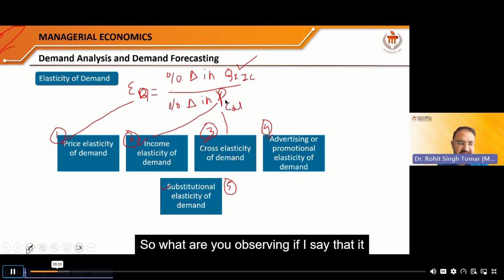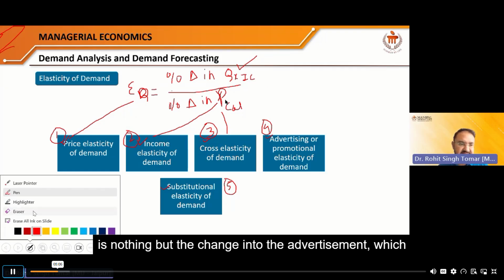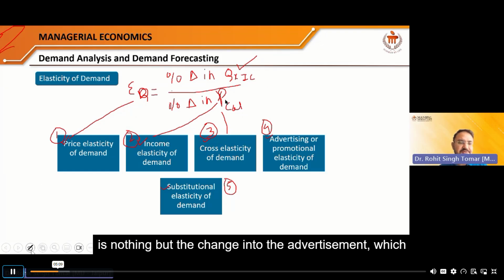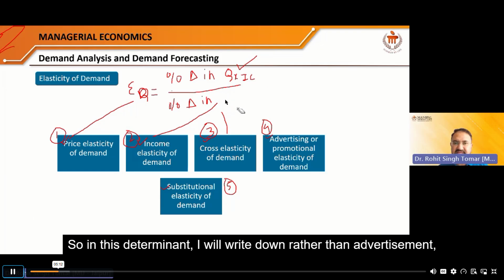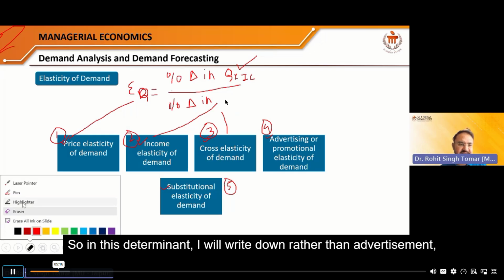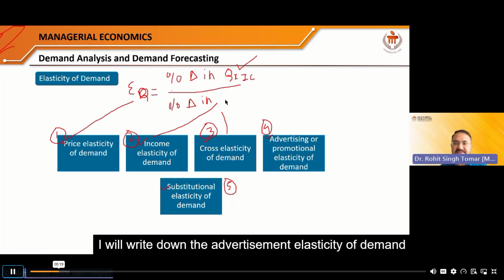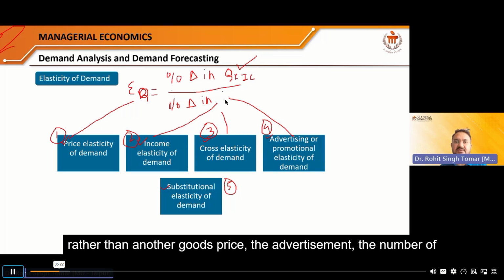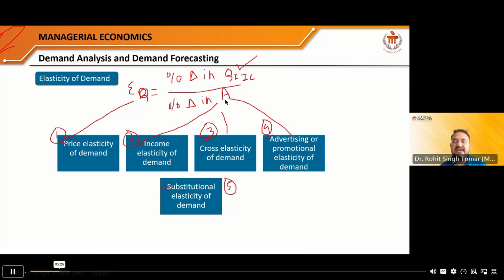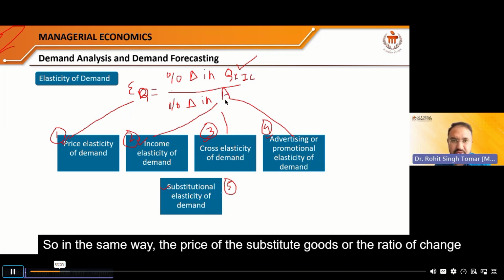So what are you observing? If it is the change in the advertisement which has an impact on the demand, then in this determinant, I will write the advertisement elasticity of demand, rather than another good's price, the number of advertisements. In the same way, the price of the substitute goods, or the ratio of change in the price of it.